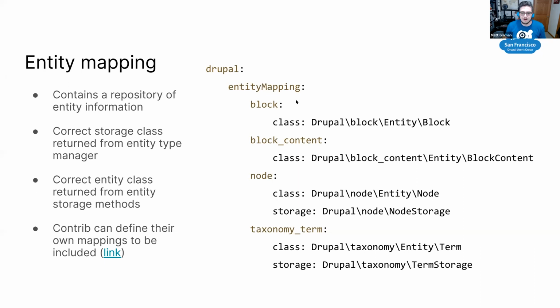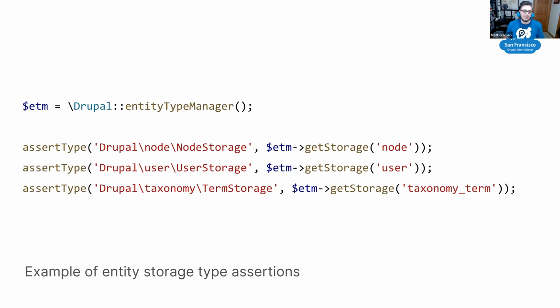So it's a hard-coded mapping right now. We have all the entity types defined for Drupal core. There's documentation on how contrib can add their own. What this ensures is that whenever your code runs into manipulation of entity types, it knows what classes and storage we're working with. And I have some quick examples of that pulled out from our test coverage.